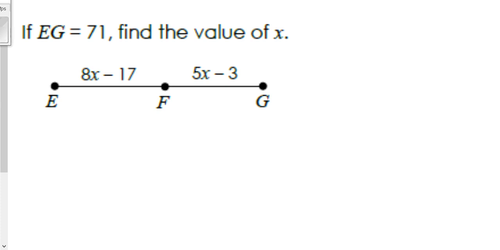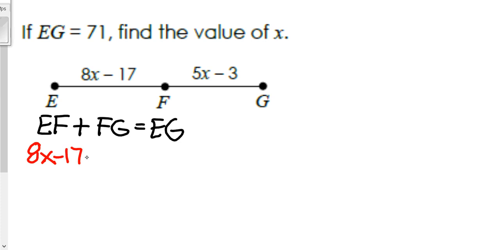The first thing we're going to do is write down our equation: EF, which is the first part of the segment, plus FG, the second part of the segment, equals the entire segment, EG. Next, we're going to substitute our information into our equation. According to the diagram, EF is 8x minus 17, plus FG, which is 5x minus 3, equals, and the given information says EG is equal to 71. At this point, it becomes an equation.